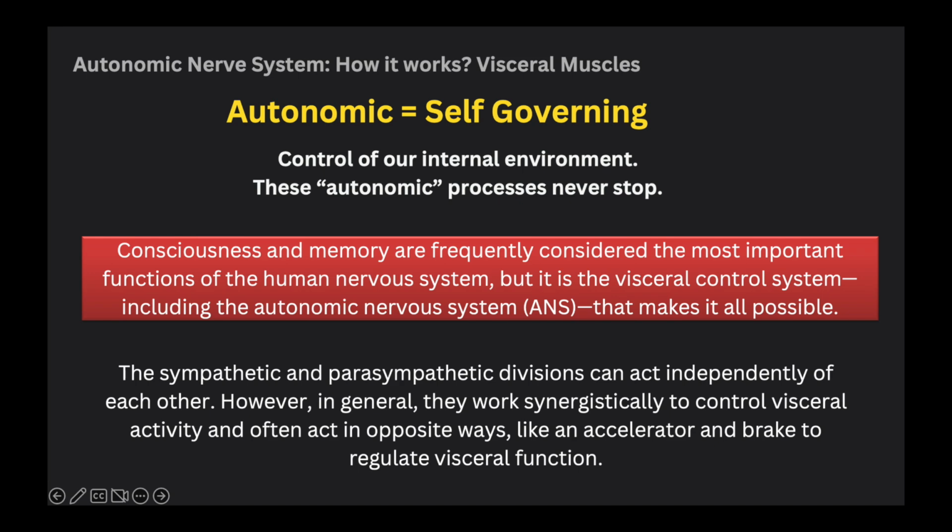Consciousness and memory are frequently considered the most important functions of the human nervous system, but actually, it is the visceral control, the autonomic nervous system, that makes it all possible.